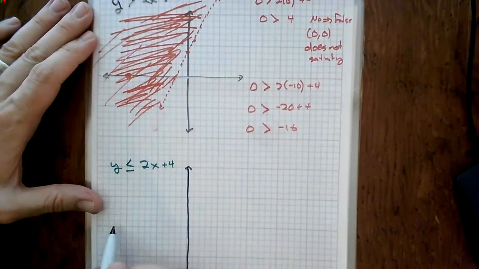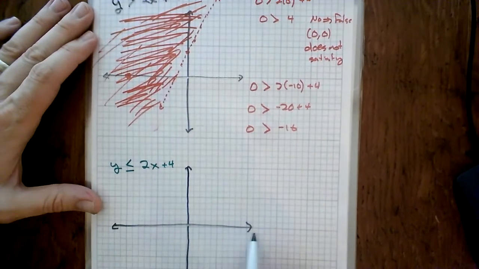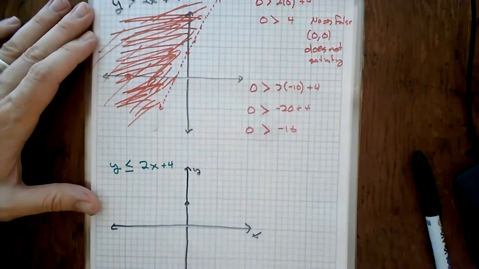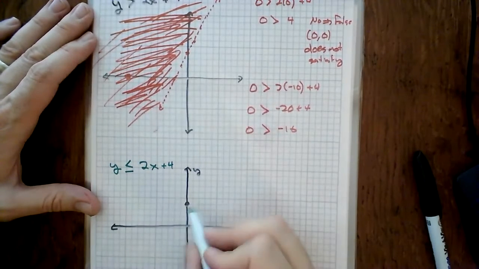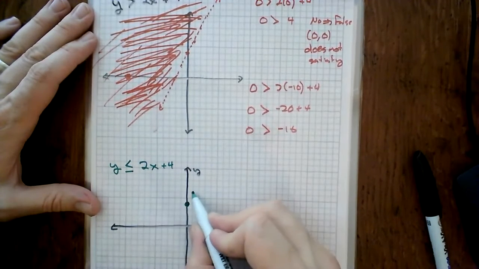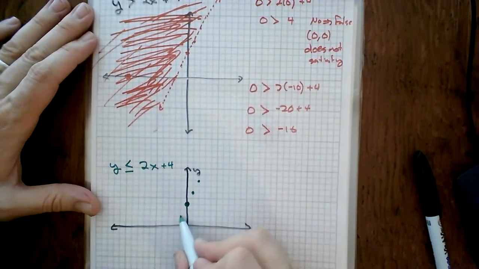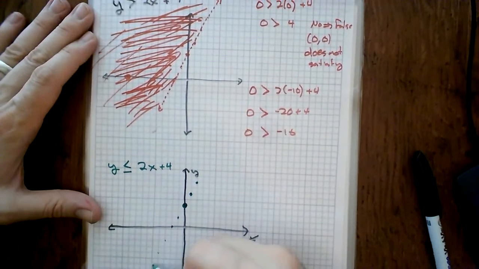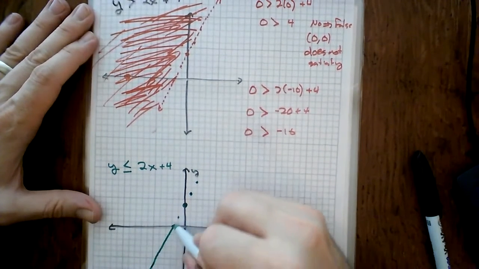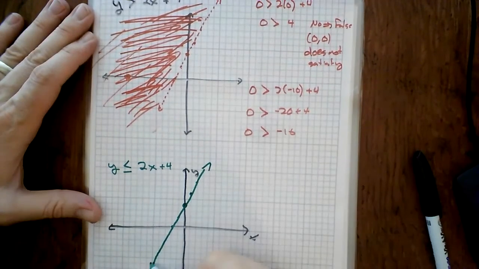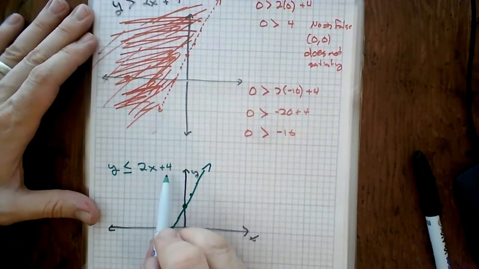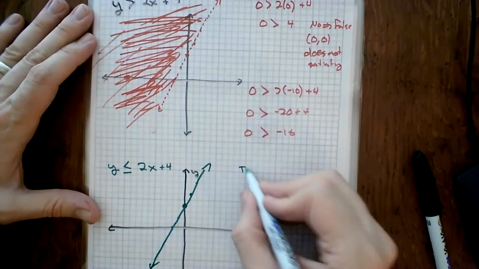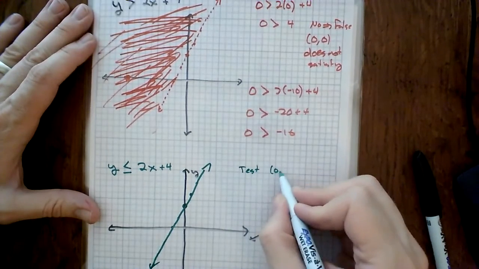So I will draw my axes here. There's my x, here's my y. Here this can equal, so I'm going to use a solid line. And again, I'm not going to go over all of the hows I'm graphing here. I'm using the intercept and slope to find that. But now I'm going to test the origin. Test that 0, 0 again.